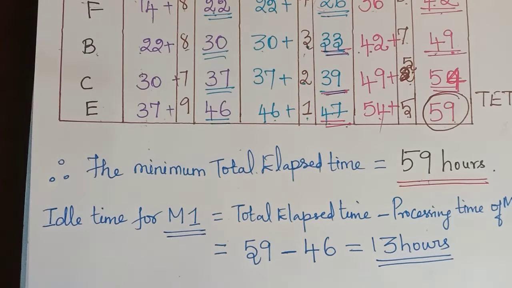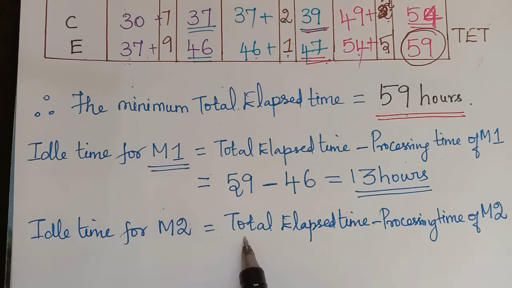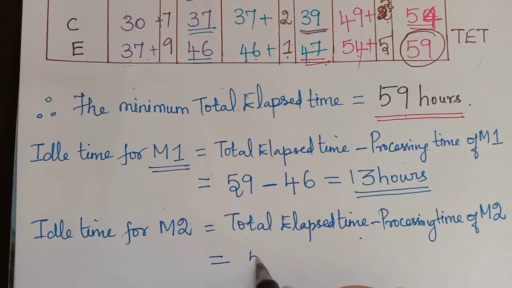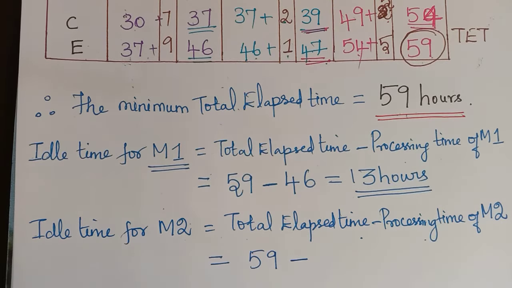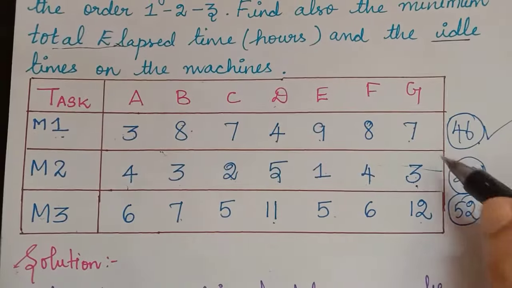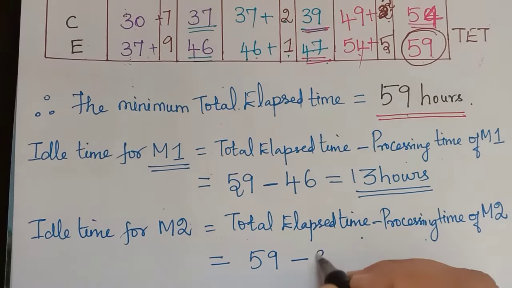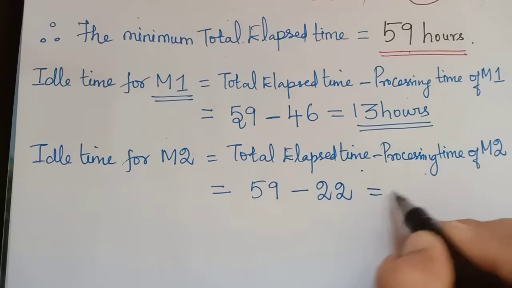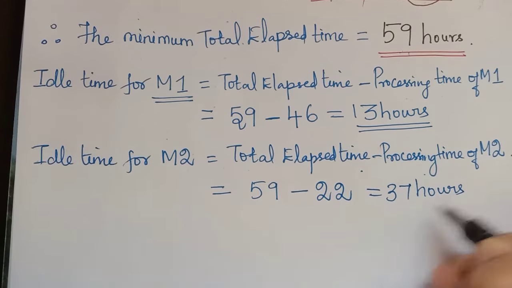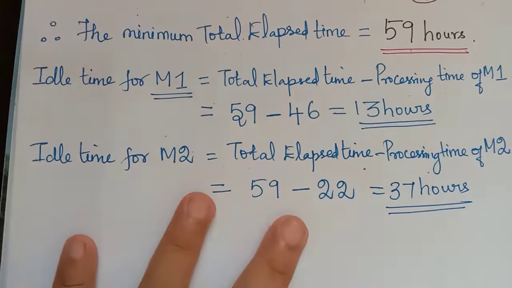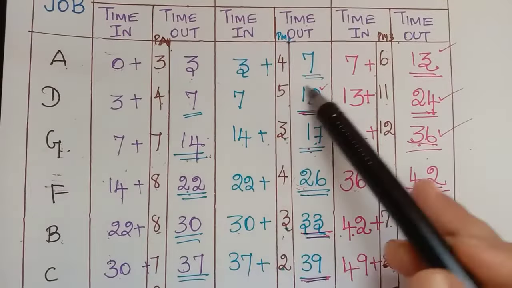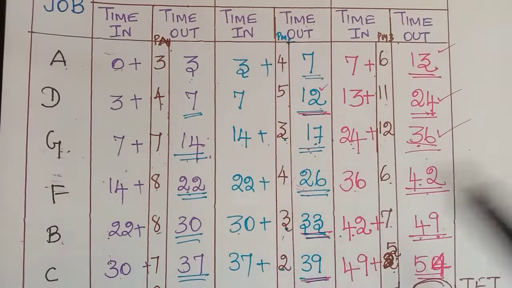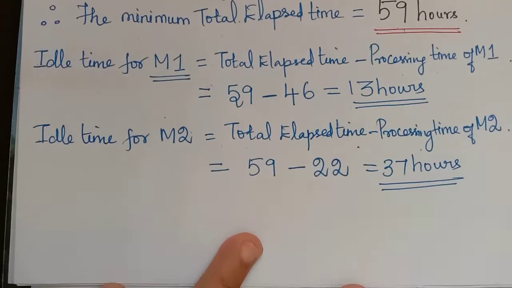Similarly, the ideal time for mission 2 is equal to total elapsed time minus processing time of mission 2. Total elapsed time is 59 minus the total processing time of mission 2, which is 22. So this 22 we substitute here, and 59 minus 22 is simply 37. So that is the ideal time for mission 2. If you do it the other way, by adding and subtracting, 14 minus 12 is 2, and then 22 minus 17, there is a method. If you do it that way also, you will get the same answer. Like this you can easily solve it.